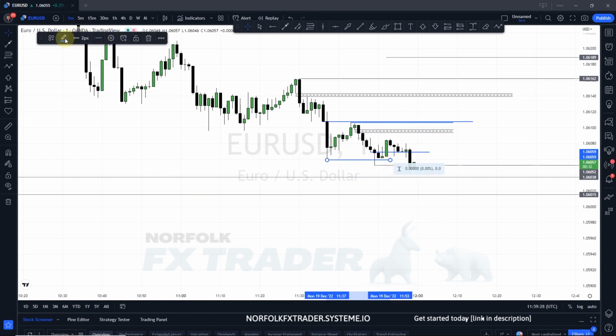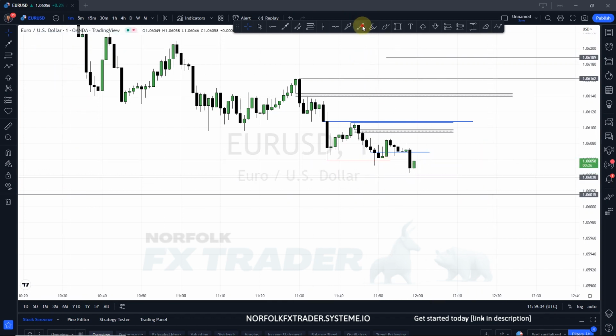Let's change this one. Okay, so I'll show you what I'm looking at. We have this closed through this low. So this tells me that price has just closed through. Now what we're doing, we're pulling back up to fill this area of imbalance left over.